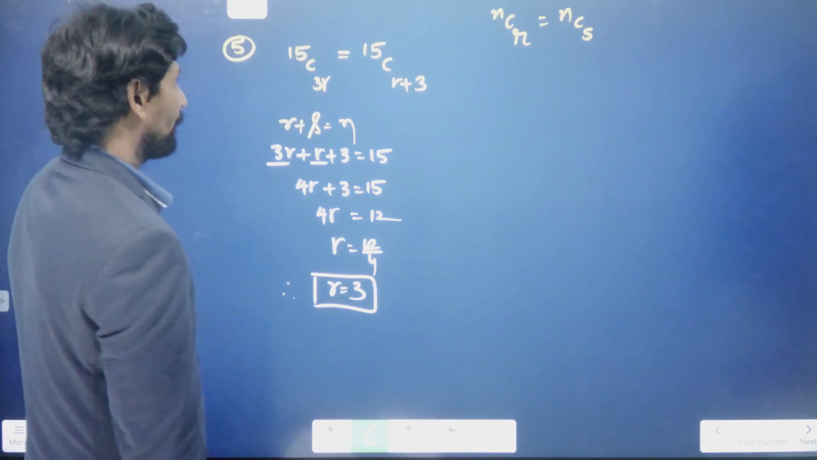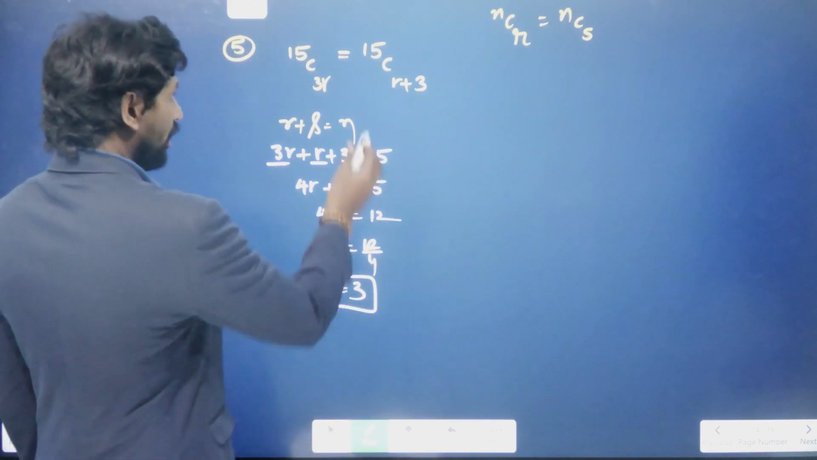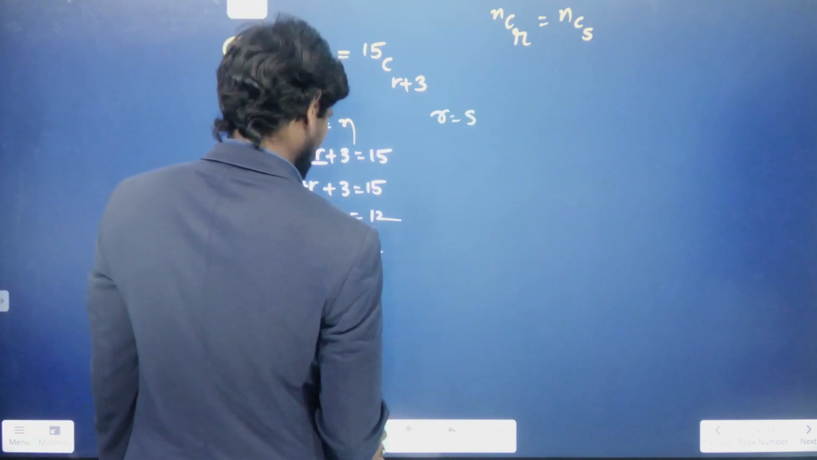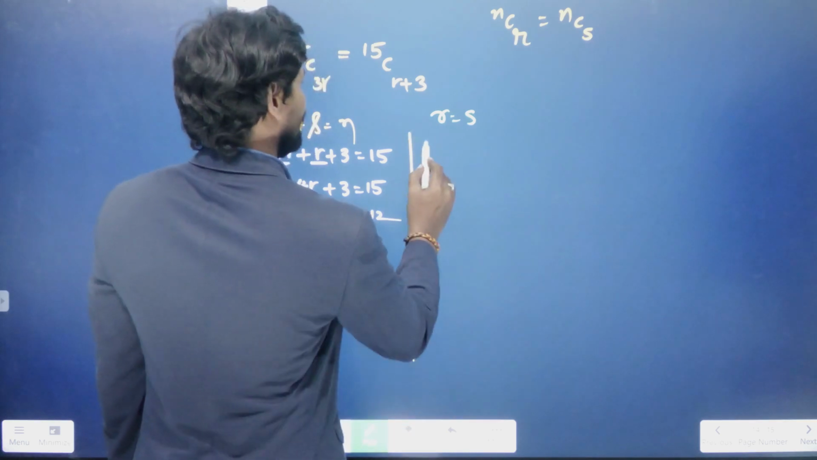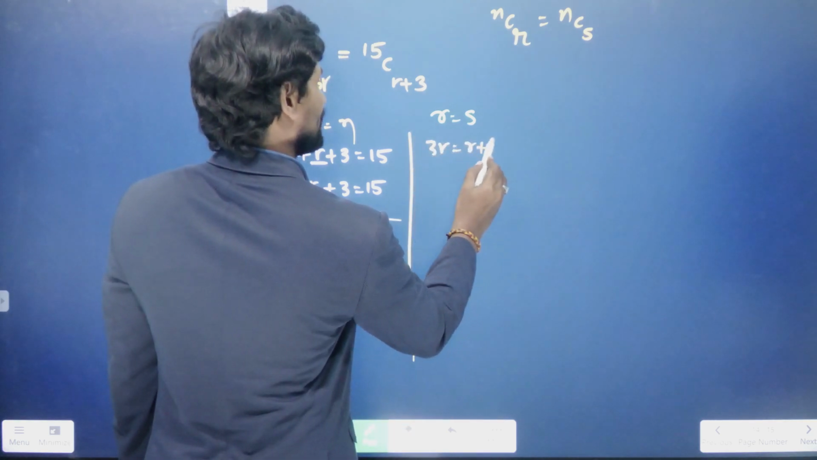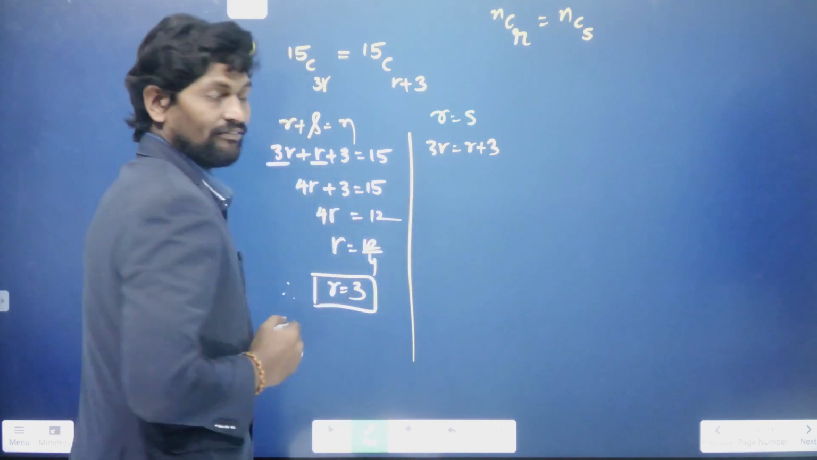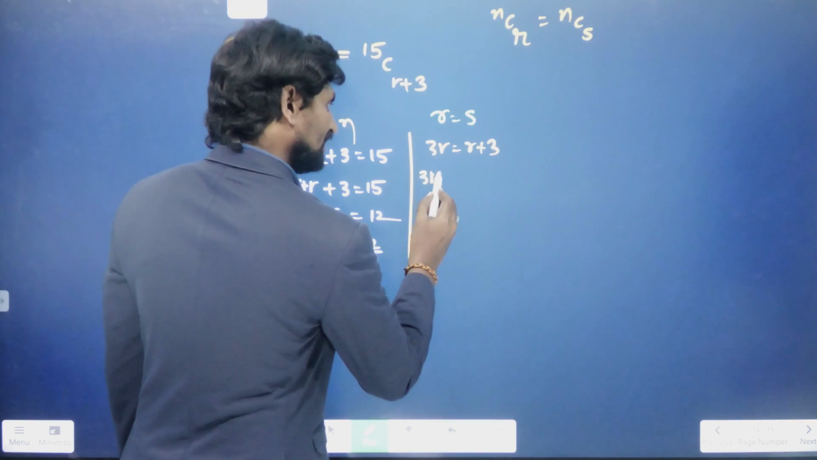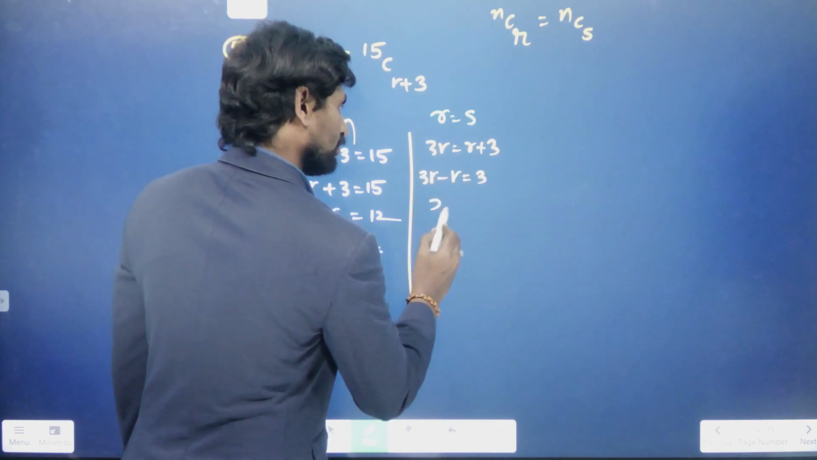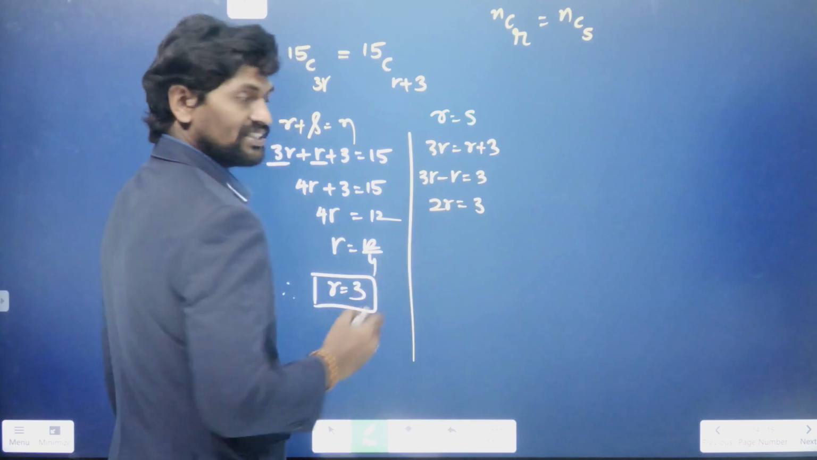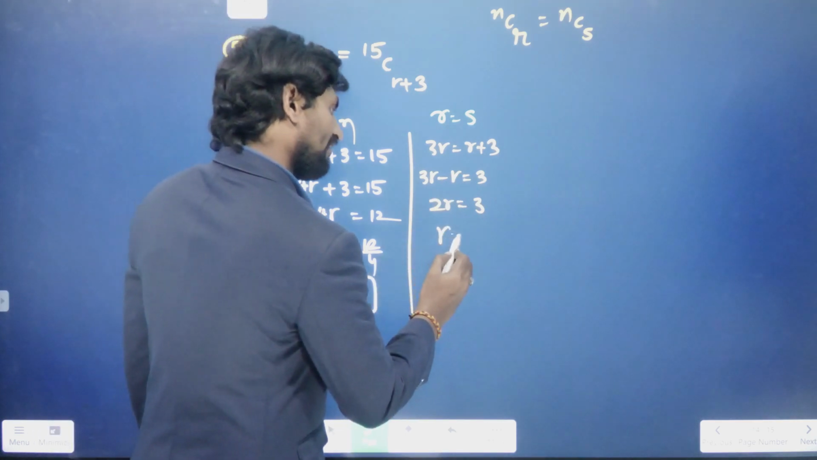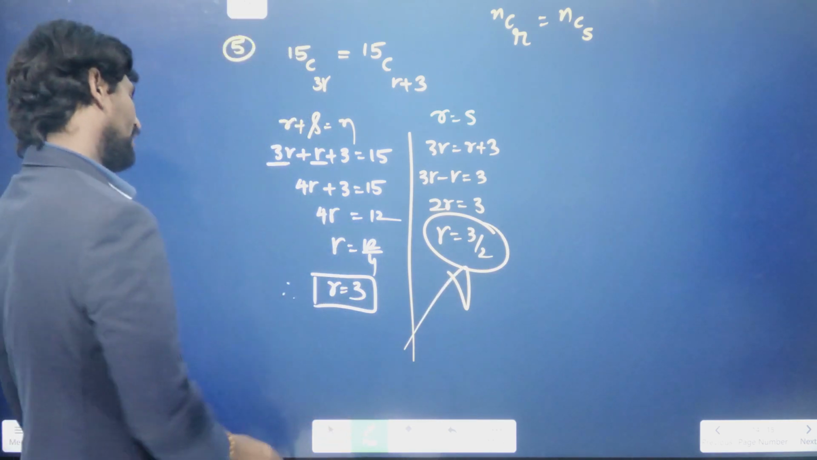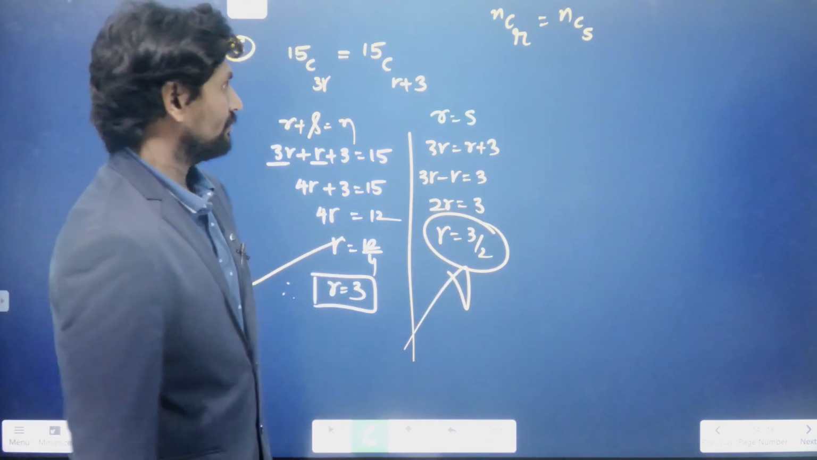R value is 3. Or, if you take the condition R equals S, then 3R equals R plus 3. Bring all the variables to one side and the numerical to the other side: 3R minus R equals 3, so 2R equals 3. Then R value is 3 by 2. But R cannot be in fractional form, so we have to consider only R value 3.